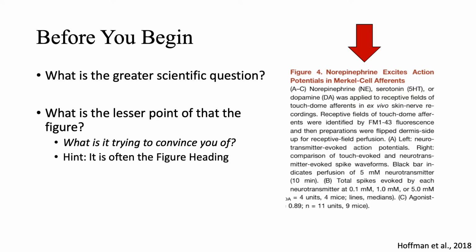For this figure that we will use as an example, the authors want to convince us that norepinephrine excites action potentials in Merkel cell afferents. For some context here, afferents is referring to the axons from the dorsal root ganglia that synapse with Merkel cells in the epidermis.